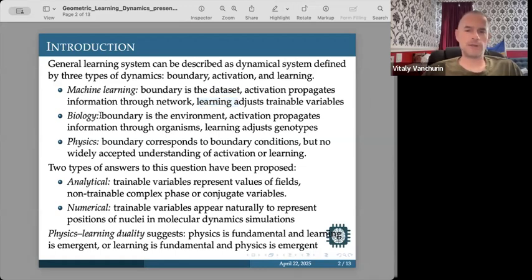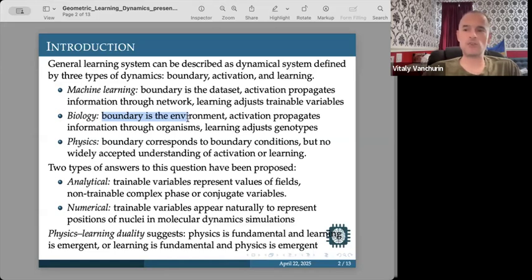Now, in biology, we also have something similar. The data set plays the role of the environment for a given organism. Activation is how the information is propagated through the organism, how the organism receives information, and what the organism does with it. And then the learning dynamics can be modeled on different scales. So one example is genotypes, how genes change and how that changes how a given system can survive in the environment. So we have that as well.